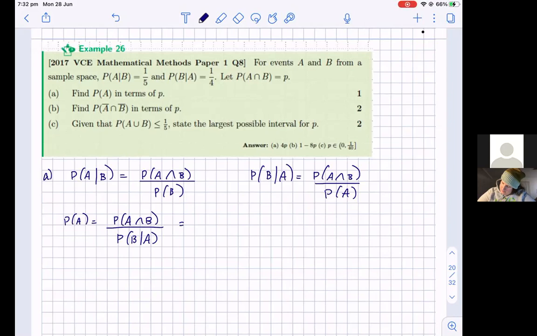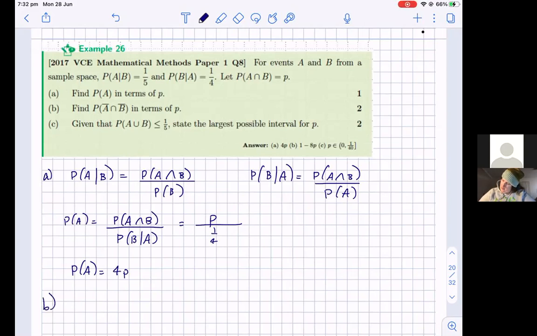The probability of A and B is P. The probability of B given A is 1/4. So we've got P over 1/4. So the probability of A must then be 4P.